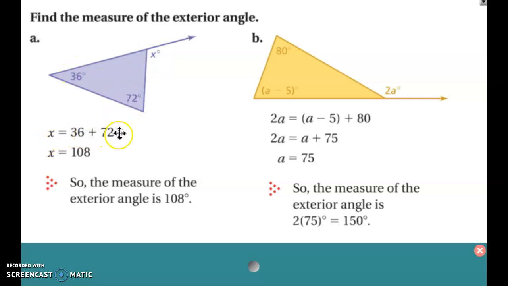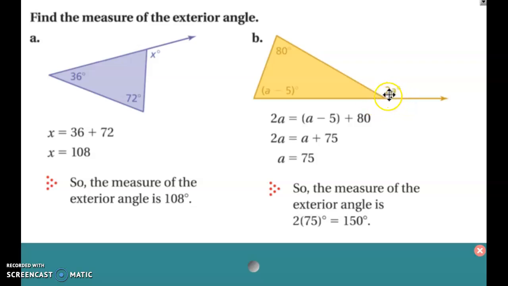So X is just equal to 36 plus 72. X is 108. Here we're going to set 2A equal to 80 and the quantity of A minus 5. So this is how that all works out, and A is equal to 75. And so the measure of 2A is 2 times 75, so that exterior angle is 150, which if we just look at it, that's an obtuse angle, so we know it's greater than 90. And we know that this angle here is less than 90. It's an acute angle, and so that starts to make sense.